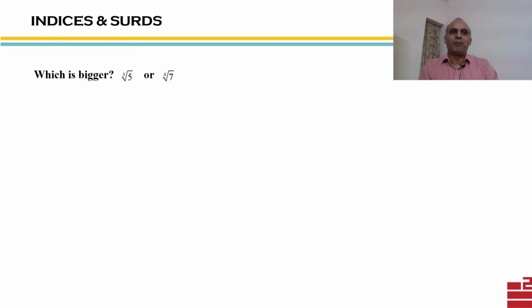Now, how to compare the two surds kinds of numbers? Like in this case, we have to find out which of the two is bigger or smaller. The general technique is something like this: convert them to fractional powers. So this becomes 5 to the power 1 by 3. The second becomes 7 to the power 1 by 4. Now we'll take the LCM of 3 and 4.